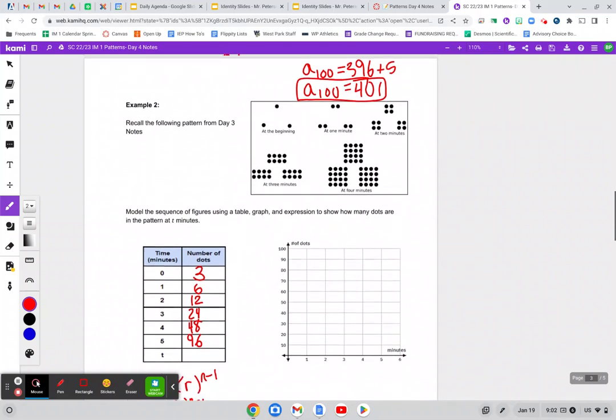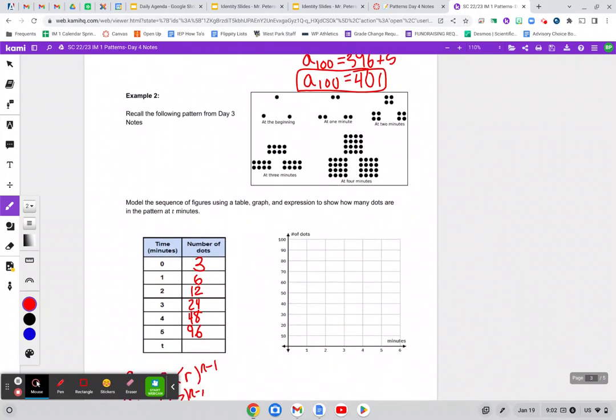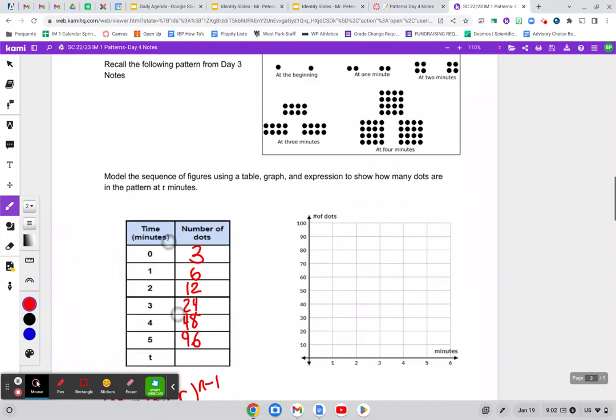All right, now looking at example 2, recall the following pattern from the day 3 notes. That would have been just yesterday. So at the beginning, we're going to call that the 0 minutes. There were 3 dots, and at 1 minute there were 6 dots, and at 2 minutes there were 12, and at 3 there were 24, and so on.